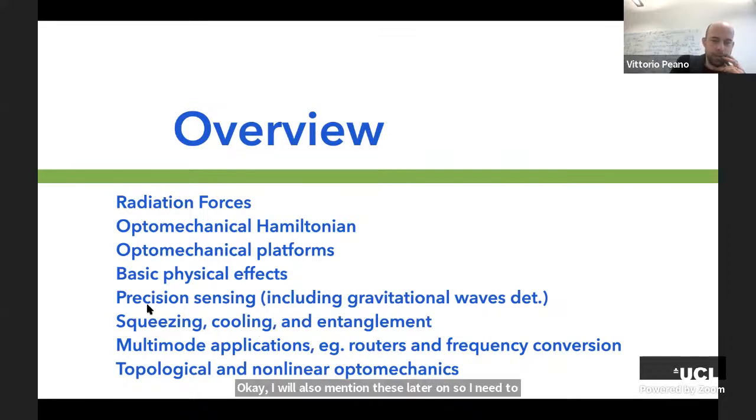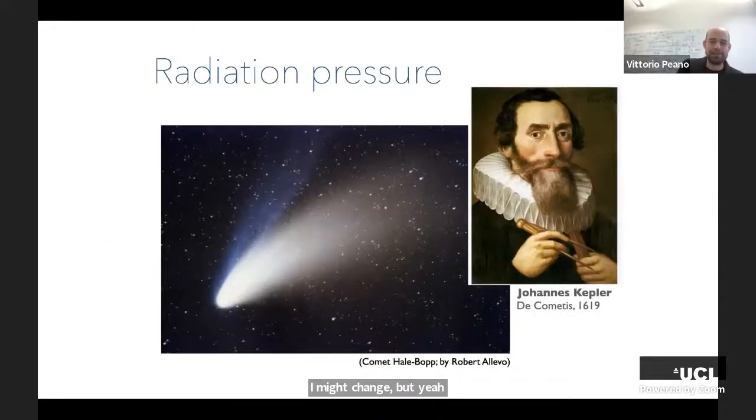And then I will talk about the quantum toolbox of optomechanics. So how I can achieve squeezing, cooling to the ground state, and entanglement of mechanical and optical components. And then I will describe how this toolbox allows me, in a more multimode setting where I don't have only an optical and a mechanical mode, to engineer interesting applications with more modes, like, for instance, routers and, what I mentioned before, frequency conversion. And then I would like to dedicate a lecture to nonlinear and topological optomechanics. So it's all a work in progress. Until now I prepared only the first lecture, so it might change. But yeah, let's see.